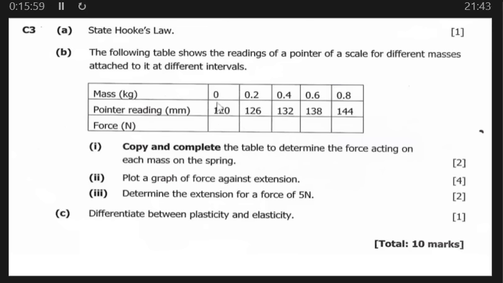So what it simply means is just converting these masses into force by multiplying them by 10, because force or weight is equal to mass times acceleration due to gravity, which is 10, given by this formula here. So you multiply this value here, which is mass, by acceleration due to gravity, which is always 10, and you put it here.